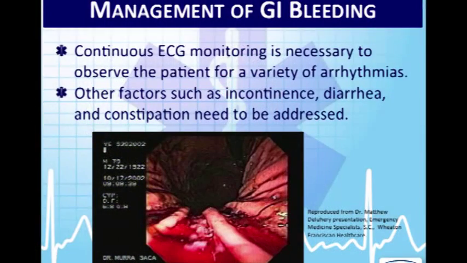Even if they're not actively bleeding onto your cot, they may be bleeding internally into their GI tract. We want to know things like, are they incontinent? Are they having large amounts of diarrhea? Have they been constipated? Have they been vomiting all day? Those are very important factors that we need to know from our paramedics.